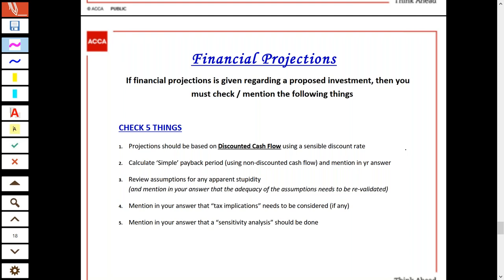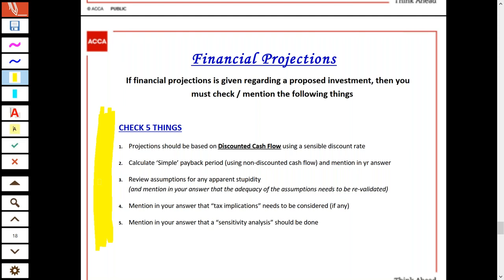So I don't want you to waste a lot of time on the projections. In order to save your time, I have come up with a checklist of 5 things. Now listen very carefully. Whenever in your exams you see an exhibit which contains financial projections, immediately you will do these 5 things, nothing less, nothing more. So you need to remember these 5 things. It's a checklist.